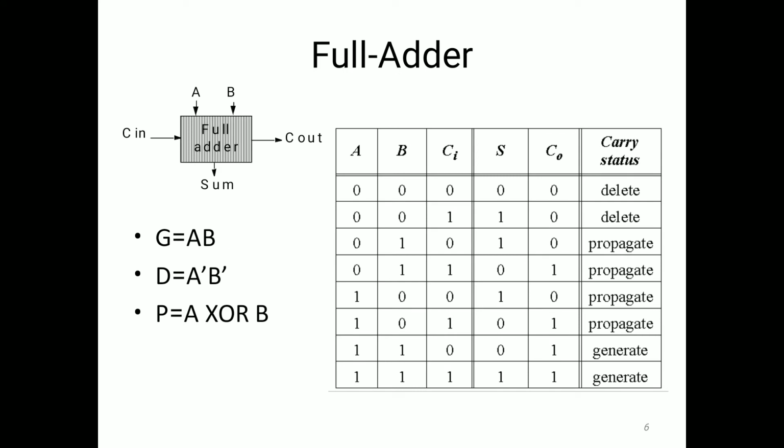In the full adder you have 3 inputs, that's A, B and C in, and 2 outputs, sum and carry. In that we have 3 different terms. One is the carry generate term, equal to A into B. Then the carry delete term, it's A bar B bar. Then the carry propagate term, it's A XOR B. So if the carry propagate term is 1, then we have to transmit the carry to the next step.